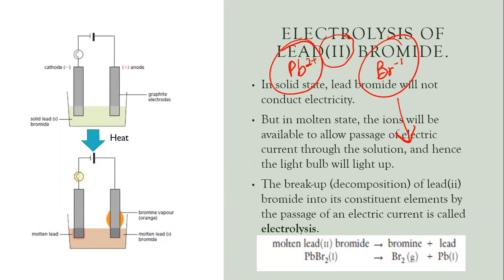The cathode. Towards the cathode. Are you sure? Wait, no. Hold on a second. Isn't the bromine here negative? Yeah, it is negative, right? It's negative, so it's going to be attracted towards the positive electrode. What is the positive electrode called? Anode. Yeah, you're right. It's called an anode. So the bromine is going to go towards the anode.